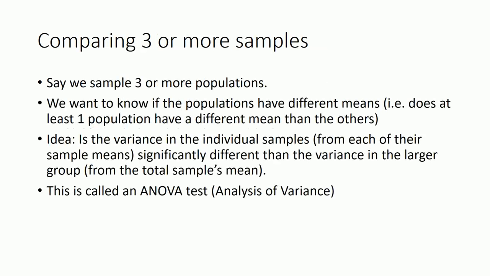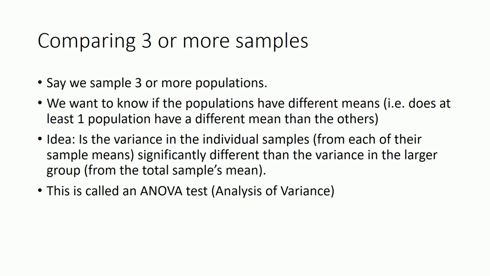Now, the second topic is called an ANOVA test. This is when we have 3 or more populations and we want to compare them, and we are interested in the population means, the averages of the population, right? We want to know if all of the populations have the same mean, or I should say, if at least one of the populations has a different mean than the others.